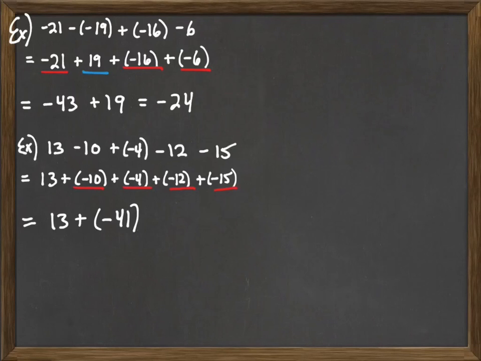Okay, and then we just go ahead and perform our rules for adding signed numbers. They have different signs, so we'll do their difference. 41 minus 13 is 28. Because the 41 is bigger, we keep the negative sign.